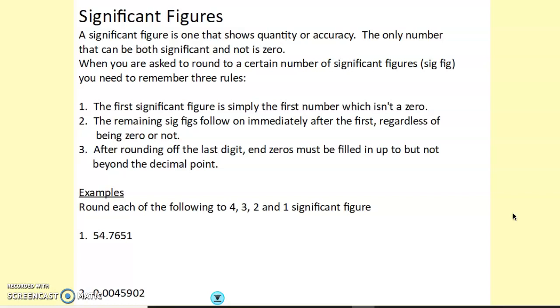First example then, we've got 54.7651 and we're going to round it to 4, then 3, then 2, then 1 significant figure. So if I want 4 significant figures, there's my first significant figure, there's my second, there's my third, there's my fourth. So I follow my same rules of rounding. If I look to my last one, it's a 5, so it's going to round that up to a 7. So we get 54.77. Nothing else I do with that one. That would be to 4 significant figures.